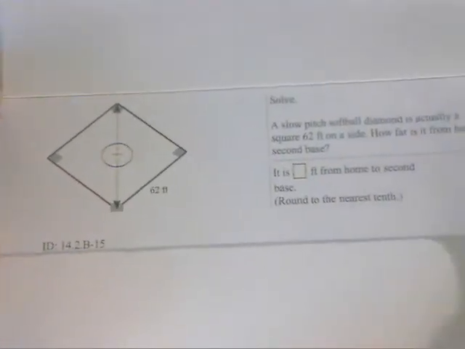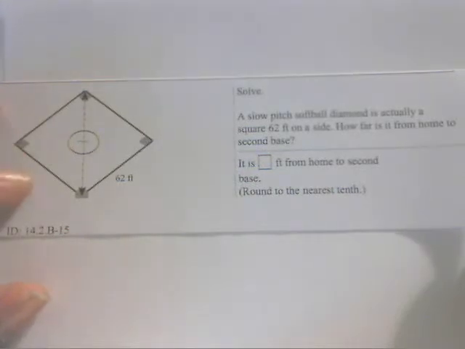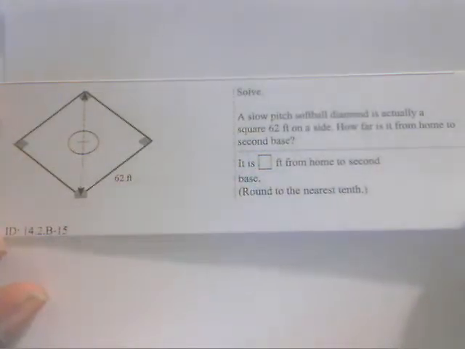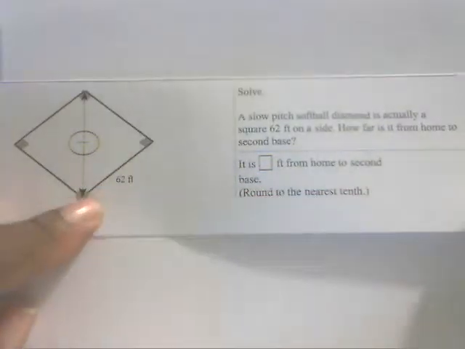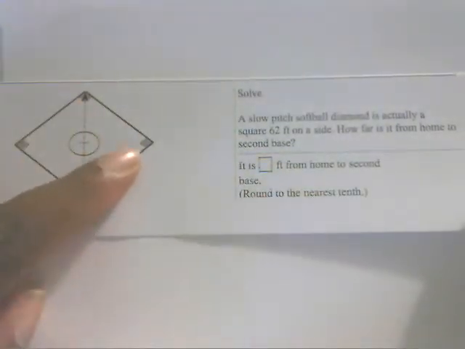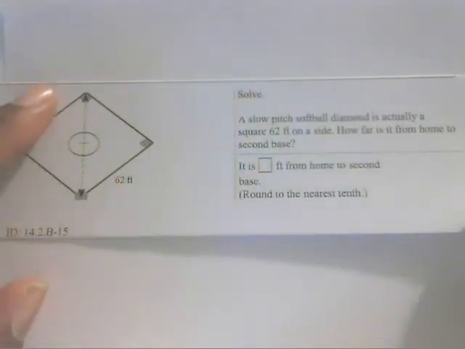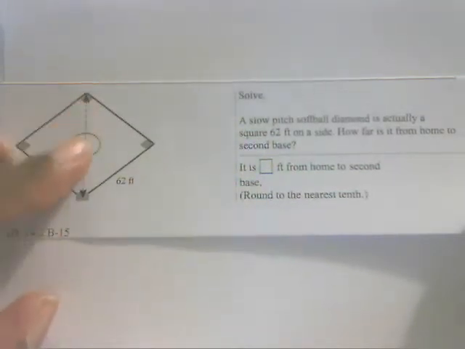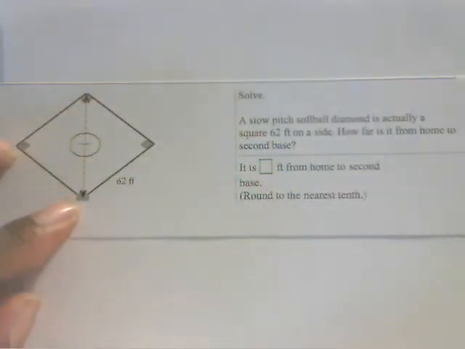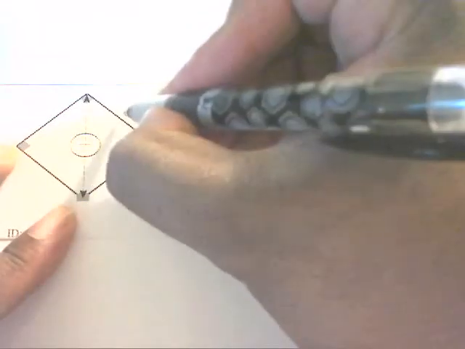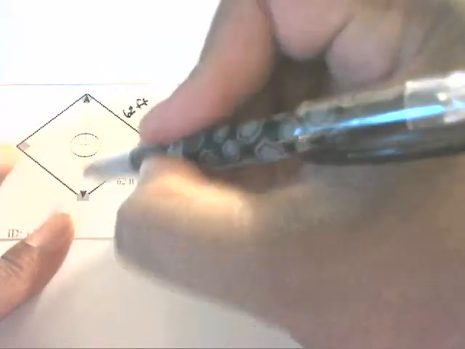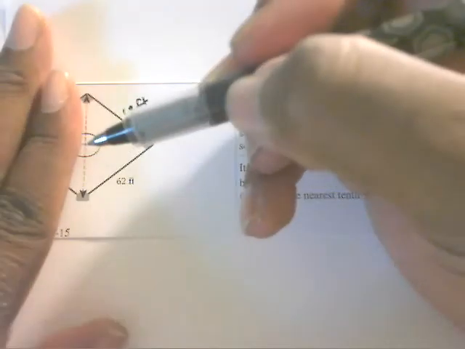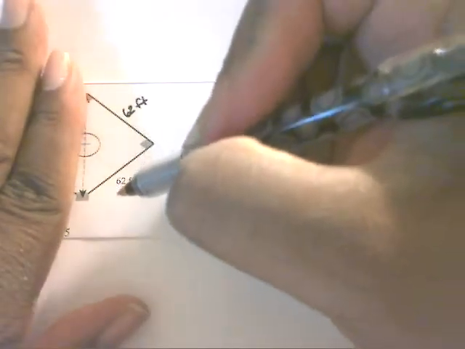A slow pitch softball diamond is actually a square 62 foot on a side. So here this is 62 feet. It's square. Each side is 62 feet. How far is it from home to second base? Here's home plate. That's second base. Okay, so here we can use the Pythagorean relationship to find out what that answer is going to be. Because this is 62. This is also 62. And here we're finding the longest side. That's the hypotenuse.